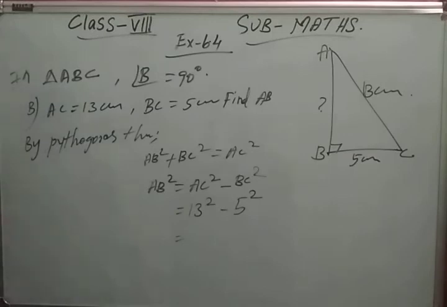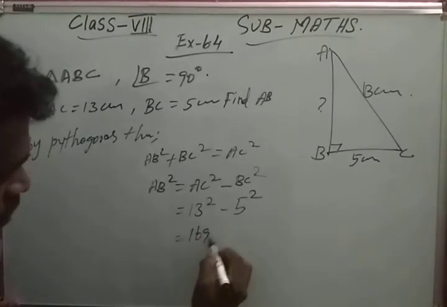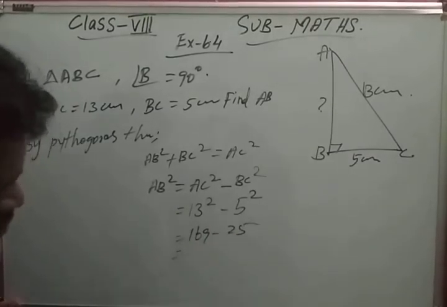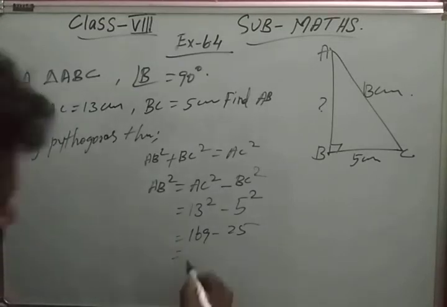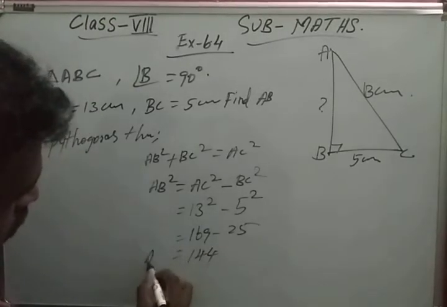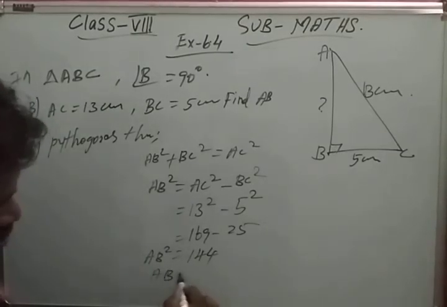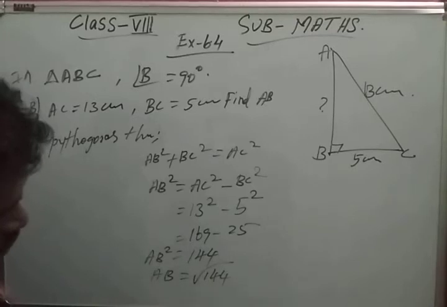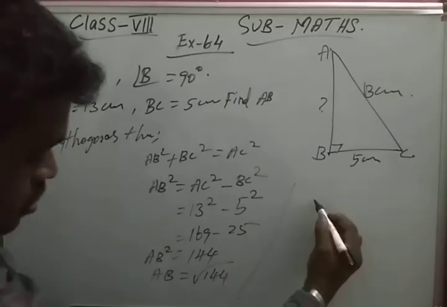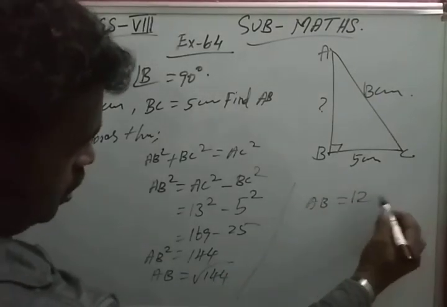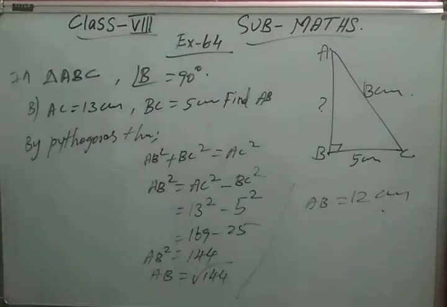Then 13 into 13, 169, minus 25 is equal to 144. Then AB square is equal to 144. Then AB is equal to root of 144. Then AB is equal to 12 centimeter. You can write it easily.